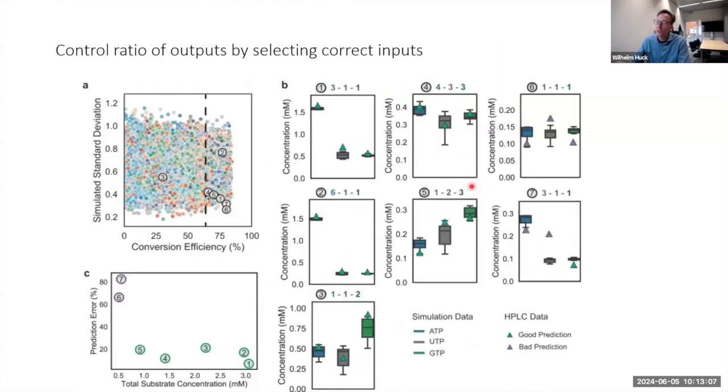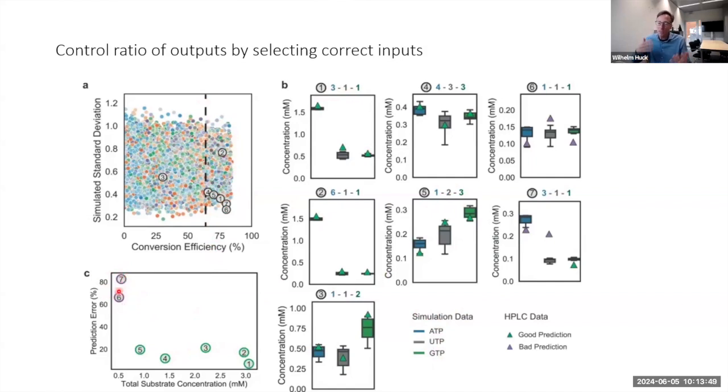Even if it's not the perfect match, it allows you now to control or predict the dynamics of the system. So I can, for example, ask the question, what do I need to do to get an output ratio of 3 to 1 to 1 of my ATP, UTP, GTP, or 1 to 2 to 3, and a certain minimum conversion efficiency. And then you see all these particular solutions to that question. You can then test a couple of them and indeed observe that we get a good prediction of the output, except when the overall concentration becomes very small, and that's because our HPLC is not very sensitive in the very low concentration regime, so then it breaks down.